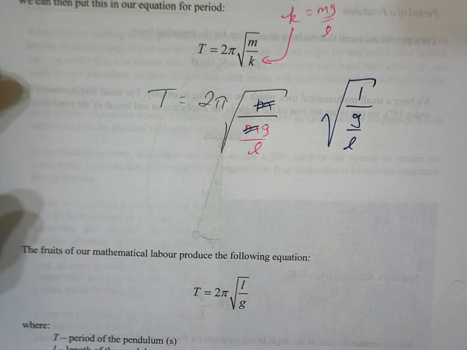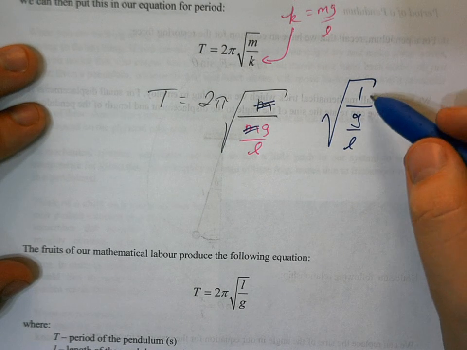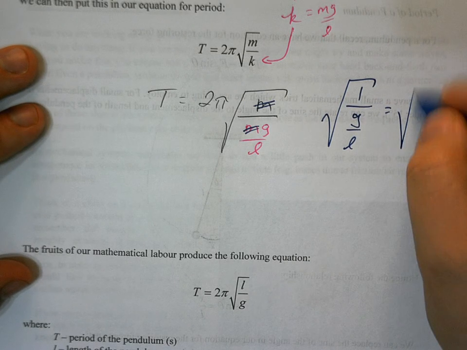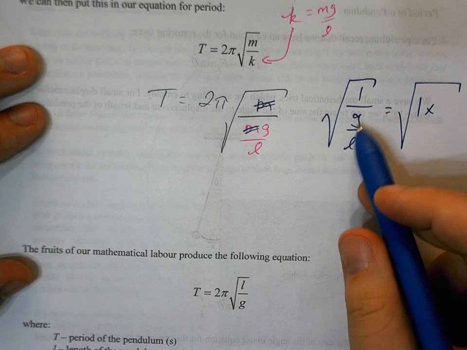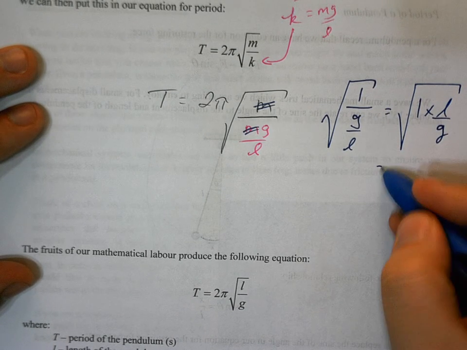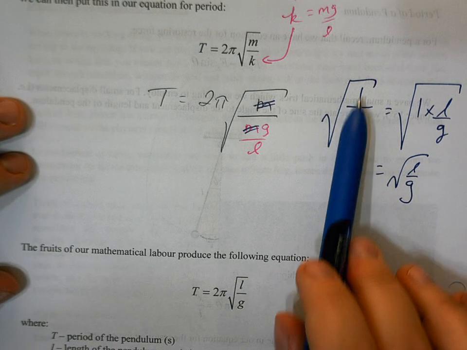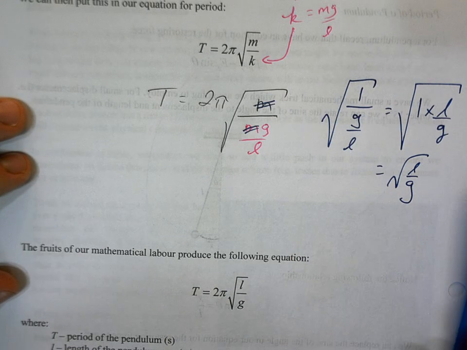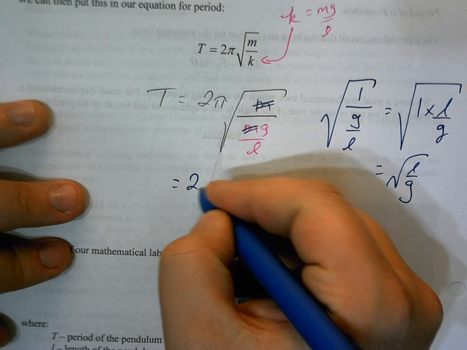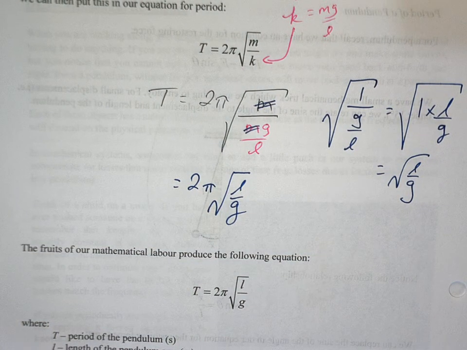That's ugly. Fraction within a fraction, we don't want that. We know that 1 divided by a fraction is the same as saying 1 times the inverse of this. So instead of 1 over g over L, we're going to have L over g. What that means is the square root of 1 over g over L is just the same thing as saying the square root of L over g. So we're going to get 2 pi times the square root of L divided by g.